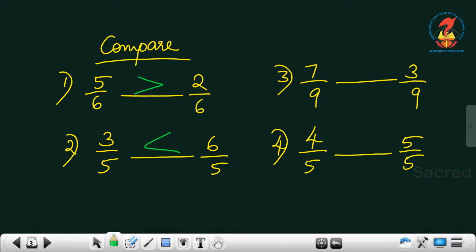I hope it's clear. Now move to the next question: 7 by 9 and 3 by 9. Here the denominators are the same. 7 or 3, which one is greater? 7 is greater. So we can say 7 by 9 is greater than 3 by 9.